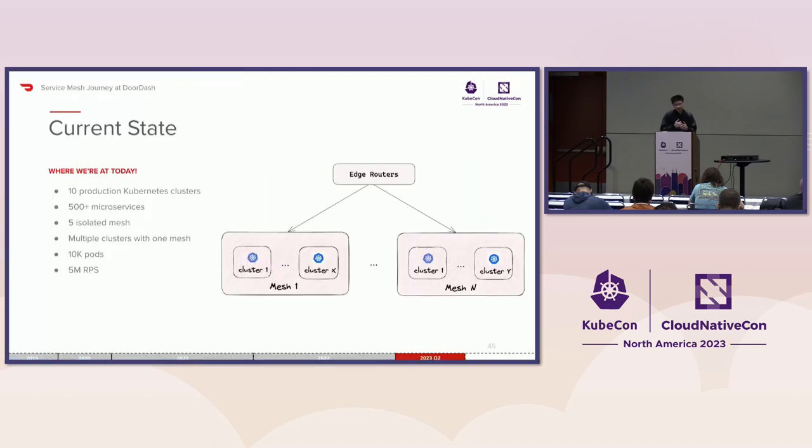So here is a quick overview of our current state. Our microservices are deployed on around 10 production Kubernetes clusters. We have more than 500 microservices deployed in 5 isolated production meshes. Within each mesh, there are multiple clusters, and there are today more than 10,000 pods and around 5 million RPS managed by the mesh.